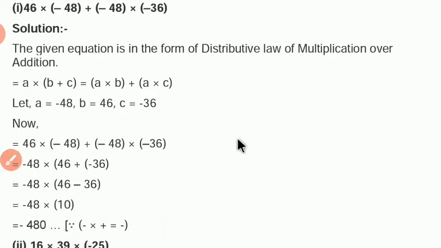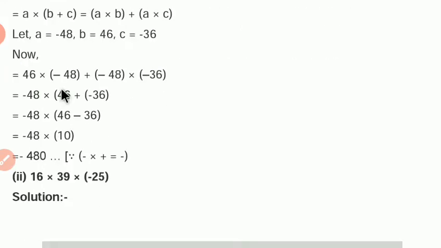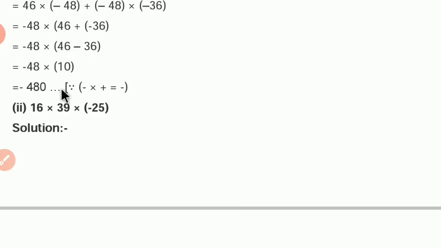So this property, the distributive law of multiplication over addition, we have used here in this question number 1. If it is given in the form of a into b plus a into c, then we have to change it into a into b plus c. Now we'll see the next one.